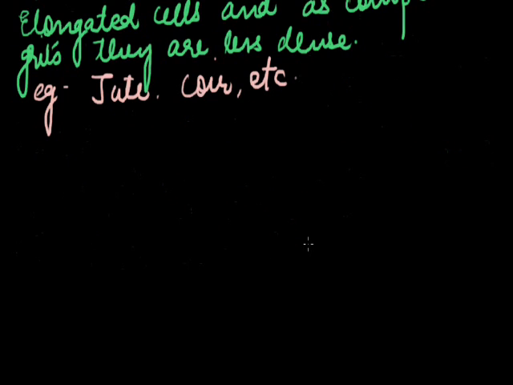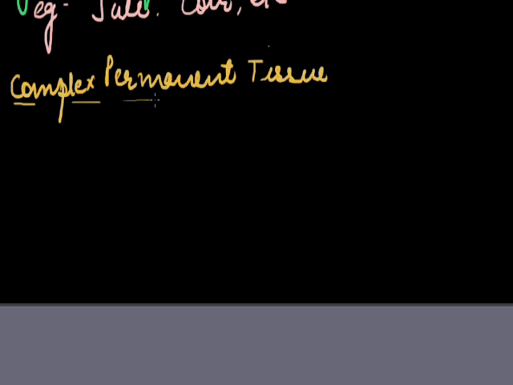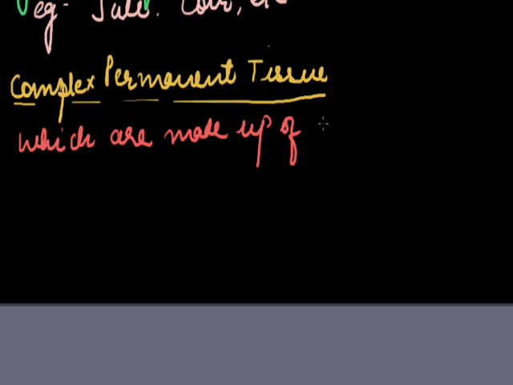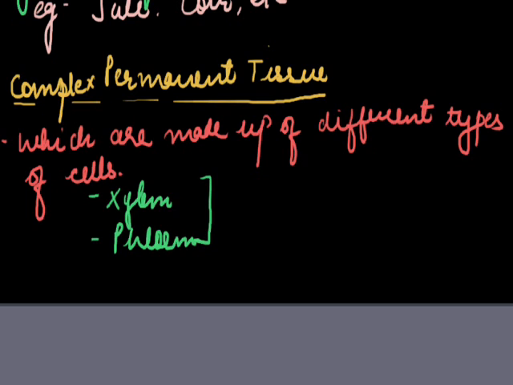This was all about the simple permanent tissue. Now if we come on to the complex permanent tissue, the complex permanent tissues are the tissues which are made up of different types of cells, and they mainly constitute two, that is xylem and phloem. Together xylem and phloem are regarded as the vascular bundles.